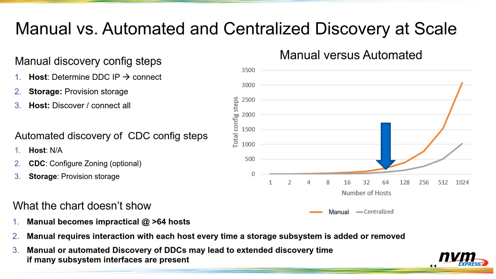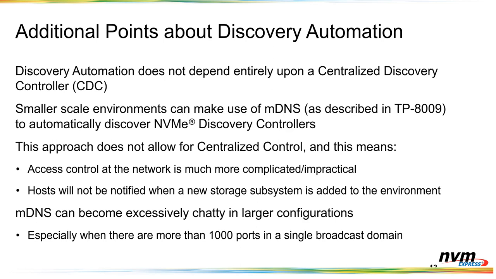Okay, thanks, Eric. This slide summarizes some of the things that Eric has introduced already in his earlier slides and has a few additional points. As Eric showed in his second and third examples, we've created automated discovery, centralized discovery, and you'll hear a little bit about zoning. These capabilities were designed and developed together inside NVM Express, but different environments have different needs, and especially the discovery automation and the centralized discovery do not depend upon each other.